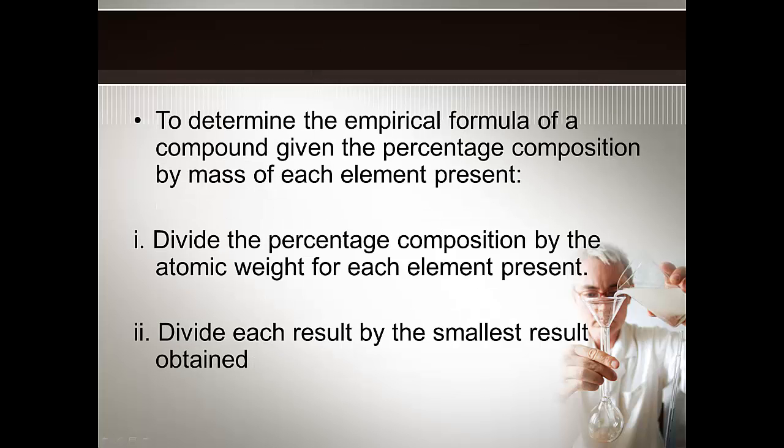To determine the empirical formula of a compound, given the percentage composition by mass of each of the elements present, we need to divide the percentage composition by the atomic weight for each of the elements present, and divide each result by the smallest result obtained. Okay, so if you're given percentage composition results, how do you work out the empirical formula? It's really useful to be able to do this.